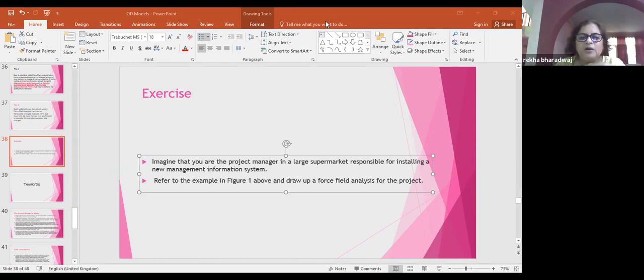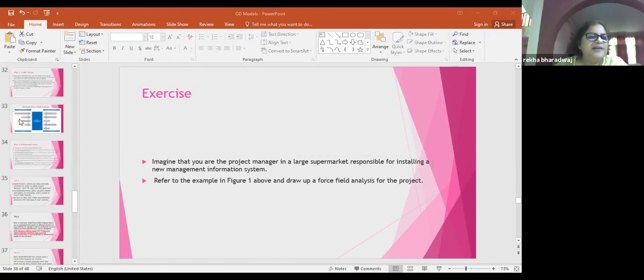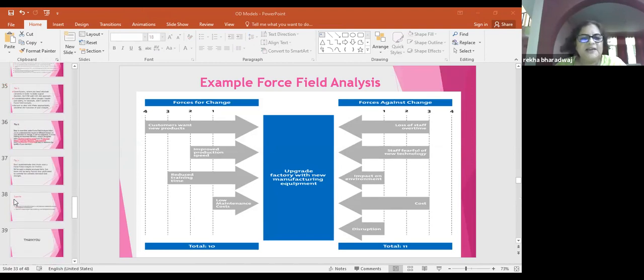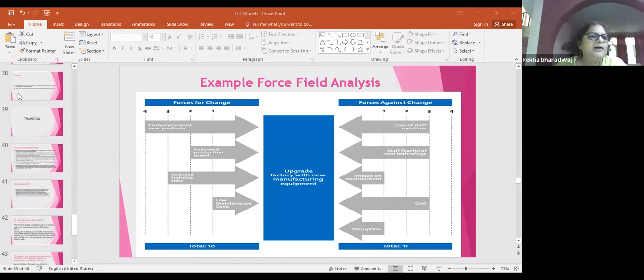So I'm going to make only 2 rooms, and I hope that you will unmute yourself and talk in your groups. What you have to make is a force field analysis diagram of this kind, with the introduction of MIS in the center, and then you can write the forces for and forces against. It's an imaginative exercise, but it will help you.